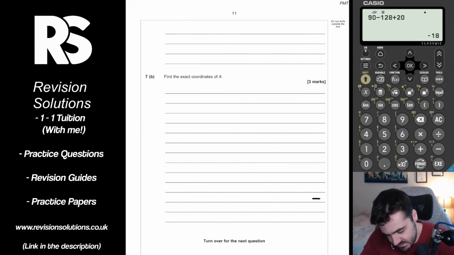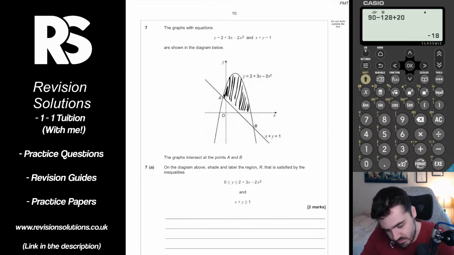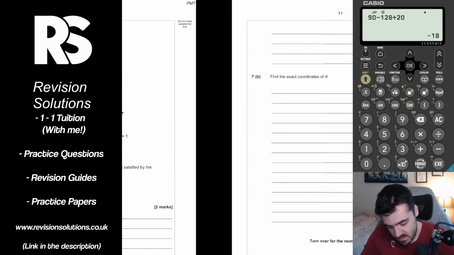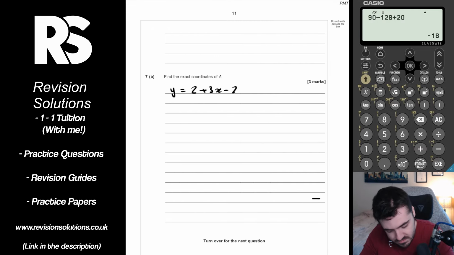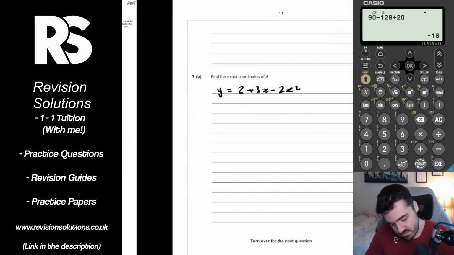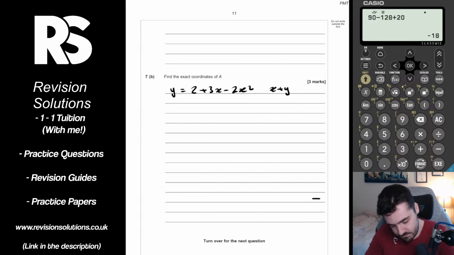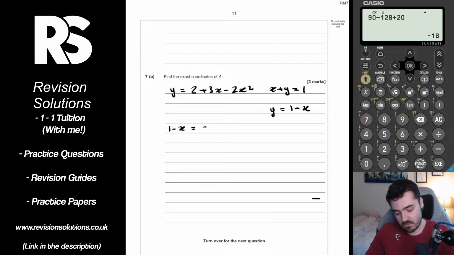Then it says, find the exact coordinates of A. A is this point of intersection here. So to find the intersection point, we just need to solve simultaneous equations. So let's write our equations out over here quickly. So we've got y equals 2 plus 3x minus 2x squared. And then we've got x plus y equals 1. Let's rearrange the second one for y. So y would equal 1 minus x. Subbing that in to the left-hand equation, we have 1 minus x equals 2 plus 3x minus 2x squared.